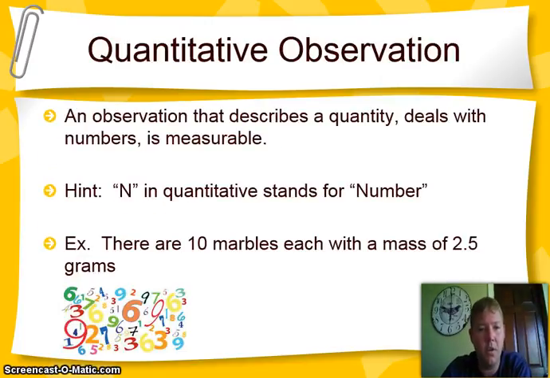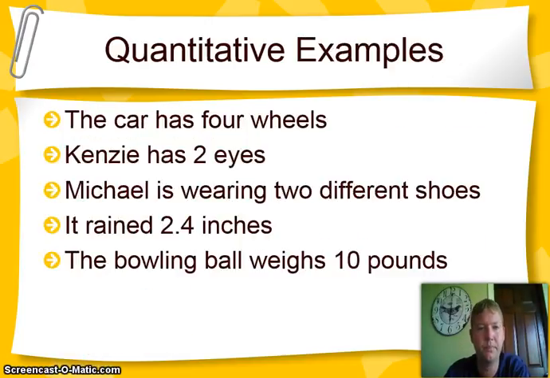Quantitative observations, though, are observations that describe a quantity. It deals with numbers. It is measurable. Here's the biggest hint of them all: the N in the word quantitative stands for number. So if you get stuck during a quiz or a test or a worksheet, just look. When you see N for quantitative there, you know it means numbers. Example: there are 10 marbles each with a mass of 2.5 grams. Those are quantitative observations. Measurable, and it deals with numbers.